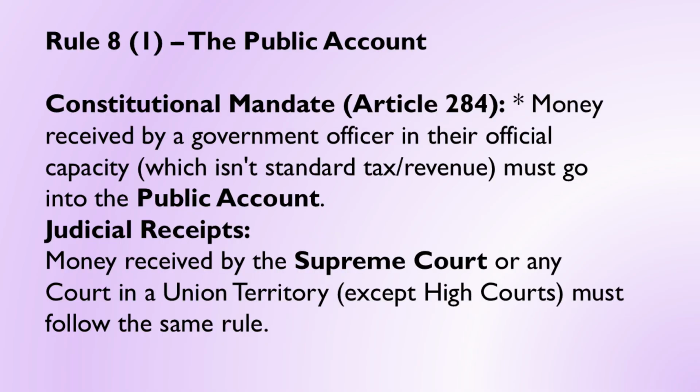Rule 8.1. The public account. Not all money the government handles is revenue in the sense of taxes. Rule 8 based on Article 284 deals with money received by officers in their official capacity like security deposits or judicial fines. These funds go into what we call the public account. This includes money received by the Supreme Court or Union Territory courts. It's money held by the government in a trustee capacity.